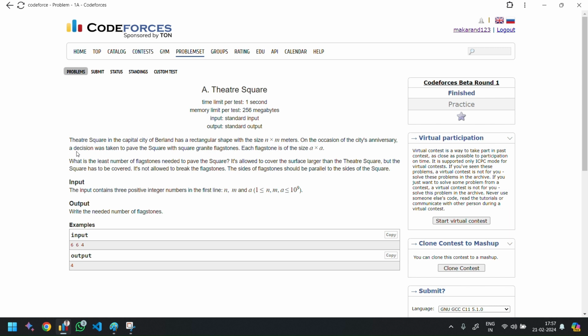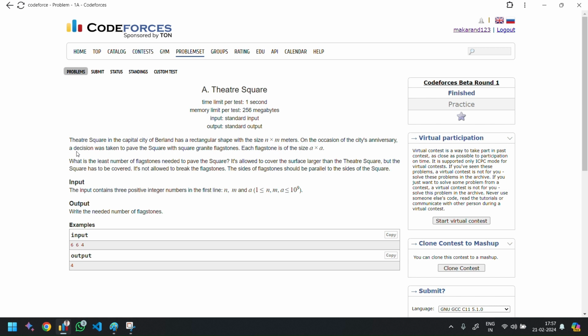Here an example is given. Input 6 6 4, where 6 and 6 are the sides of the rectangle, and 4 is the side of a square. The number of flagstones to cover the rectangle of side 6 and 6 with squares of side a is the output. We have 4. The answer is 4. So we need to make a program where, if you give the input 6 6 4, we will get the output 4.